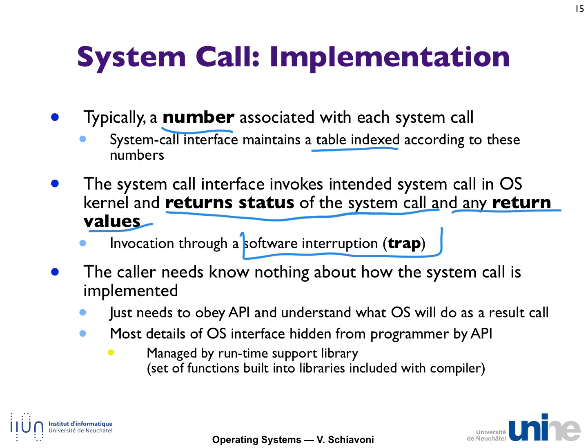What is interesting, and this is why the system calls are convenient, is that usually the caller, which means the programmer that is using the system call, doesn't need to know how the system call is actually implemented. You need to know whether the call obeys a given API and to understand what the OS will do and what will happen as a result. And this is good because you don't need to become an expert of all the possible kernel details just to open a file, for instance.